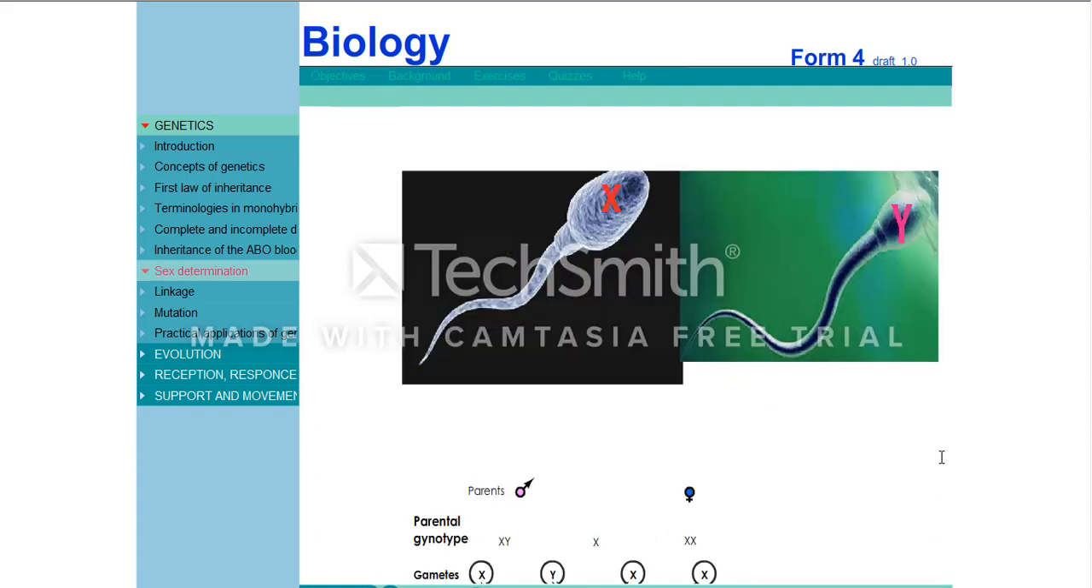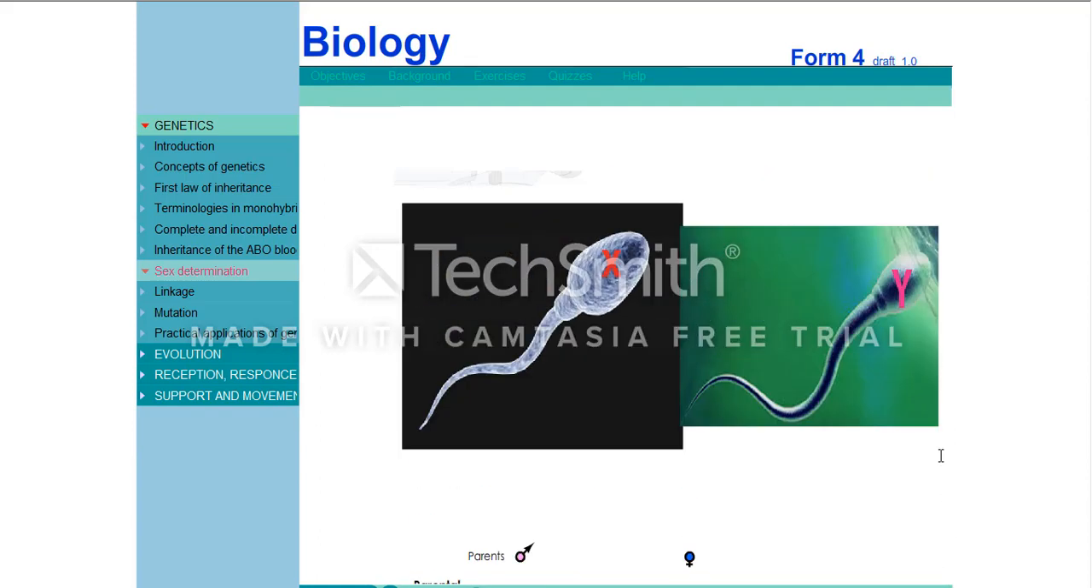The sex of a child is a matter of chance. It depends on whether the spermatozoon that fertilizes the ovum carries the X or the Y chromosome. The illustrations show sperms carrying different types of sex chromosomes.